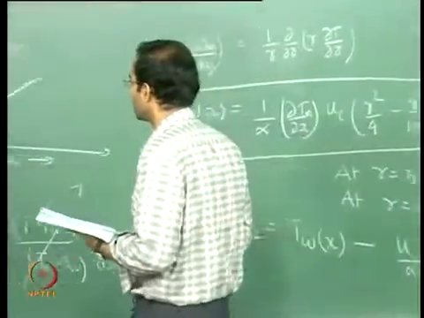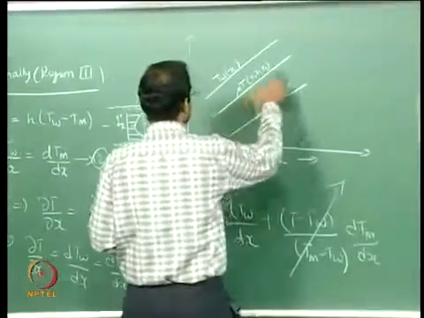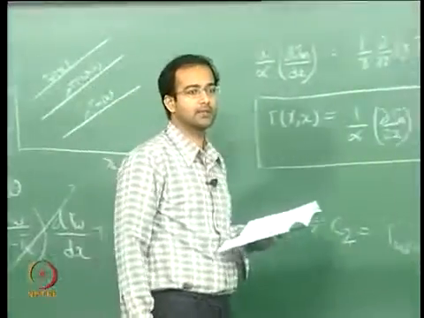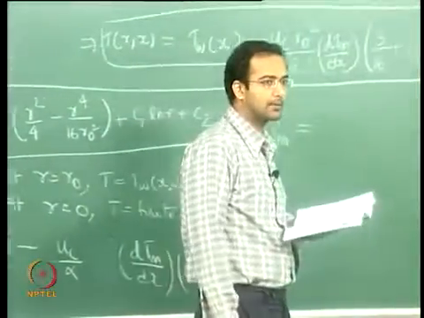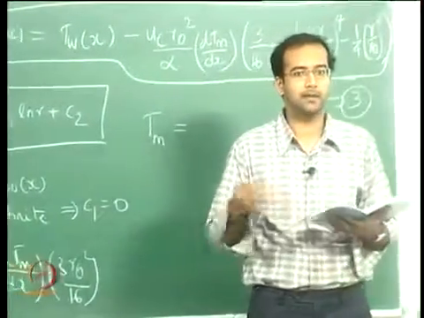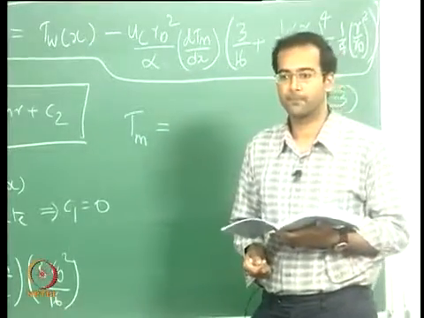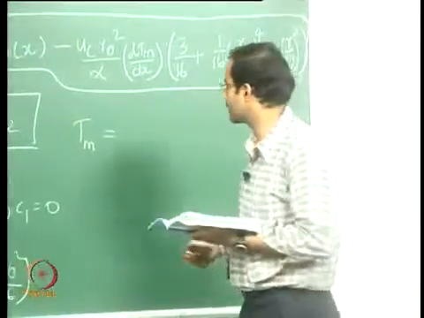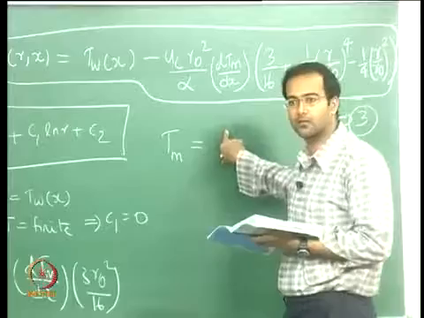So we now know the variation of T with respect to both X and R. Now we should get an expression for the mean temperature varying with X, and of course the wall temperature, or Tm minus T wall, the difference between them. So how do we define the mean temperature? Yeah, so it is basically a mass weighted average of temperature. And how do you mass weight?